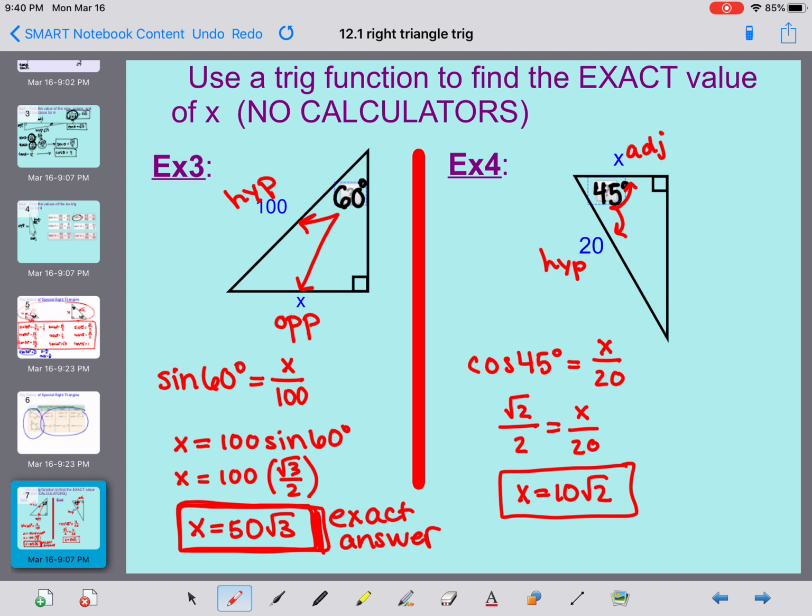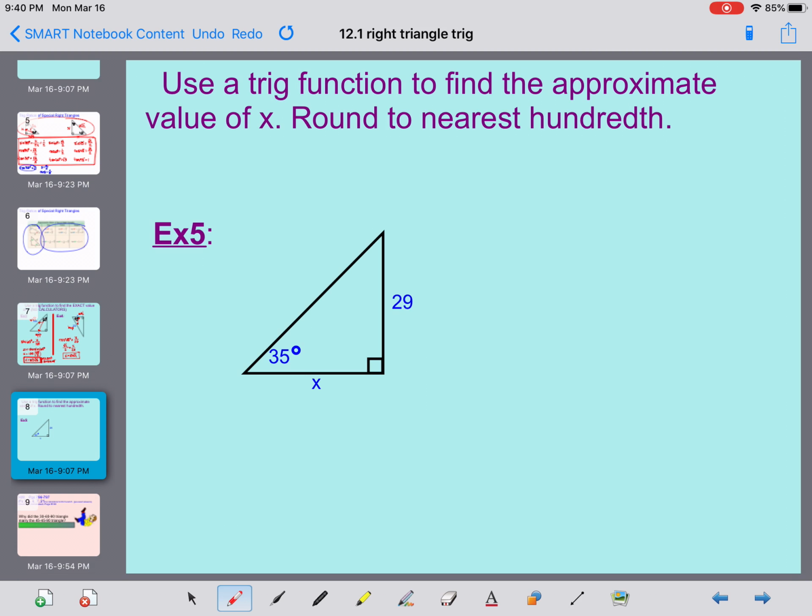Now, what happens if this angle measure is not from a special right triangle? What if the angle measure is 35 degrees? Then we do need a calculator. Notice the directions say find the approximate value of x, round to the nearest hundredth. So I'm going to do the same exact procedure. Go ahead and you can pause and try to do as much as you can.